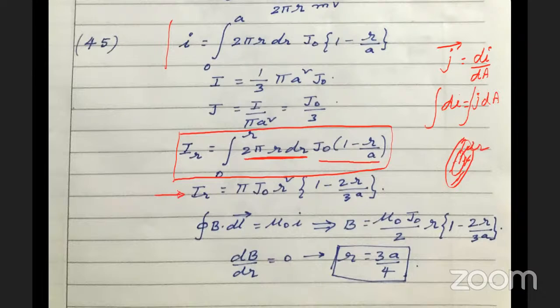This is the formula. Then apply Ampere's law. If you apply Ampere's law, the integral of B dot dl is equal to mu naught I, and substituting, you will get B as a function of r. Since he's asking for the maximum, differentiate with respect to r, and you will get the field is maximum when r is equal to 3A by 4. Field is maximum at r equal to 3A by 4.